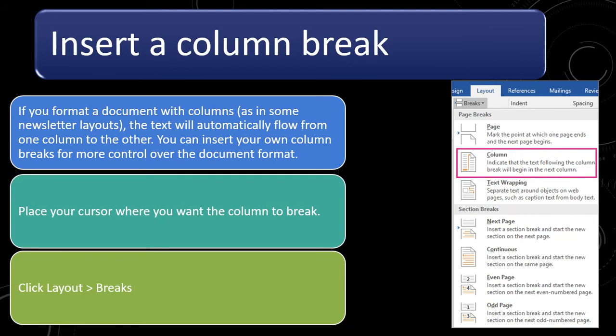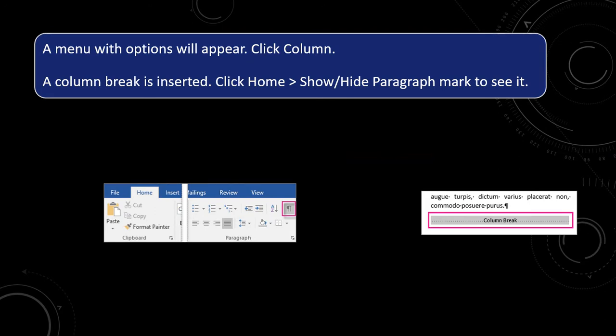As you can see in this figure, first we have to put the cursor where we want to break the column, and then we have to go to the Layout option. In Layout we have to click on the Break option, and then we have to select Column, as you can see in this picture. A menu will appear. Click Column. A column break is inserted.